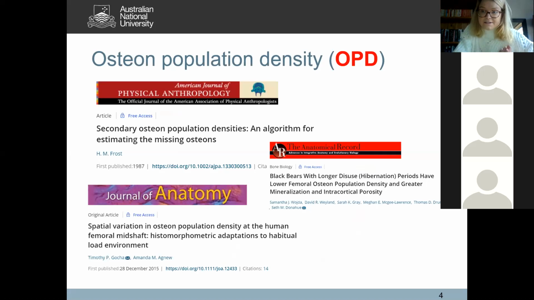And here are just a few examples of publications that consider OPD in the research. It can be used to measure various different questions. Probably the most common is biomechanical adaptation, so how much bone is responding to mechanical stimuli in a localized area. But people have also used OPD in age of death estimation. I briefly mentioned that last week. We obviously didn't do it, but OPD is also used in those formulae for estimating how old someone is.